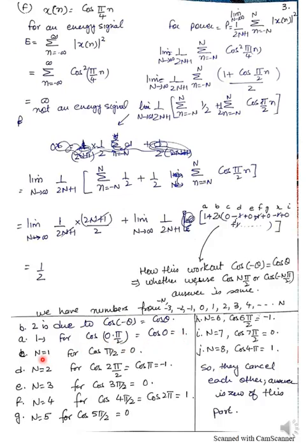When you put n equals 1, it will be cos pi by 2, which equals 0. When you put n equals 2, it will be cos 2 pi by 2, pi divided by 2, cos pi equals minus 1. When n equals 3, cos 3 pi by 2 equals 0. N equals 4, cos 4 pi by 2 equals cos 2 pi equals 1. N equals 5, cos 5 pi by 2 equals 0.